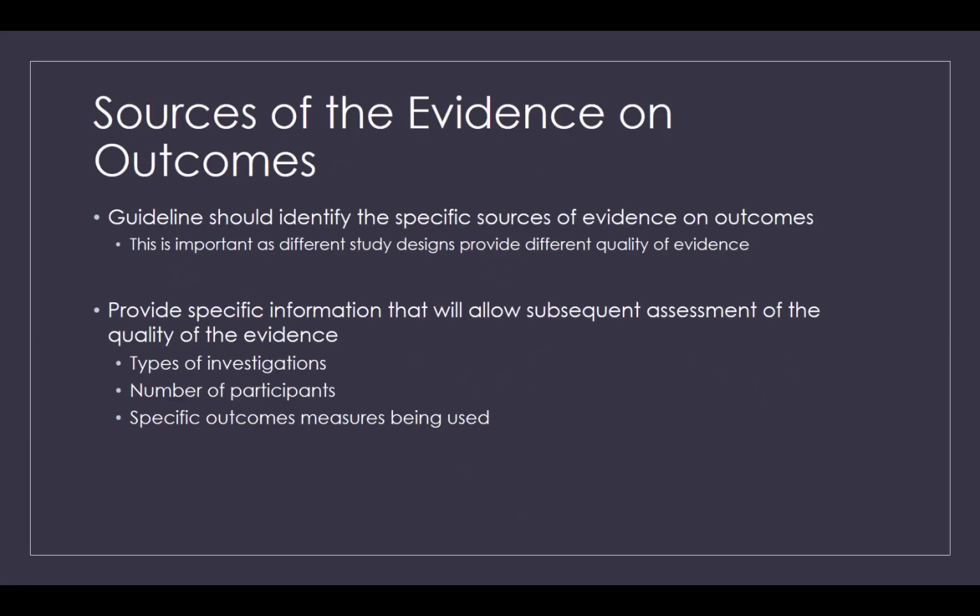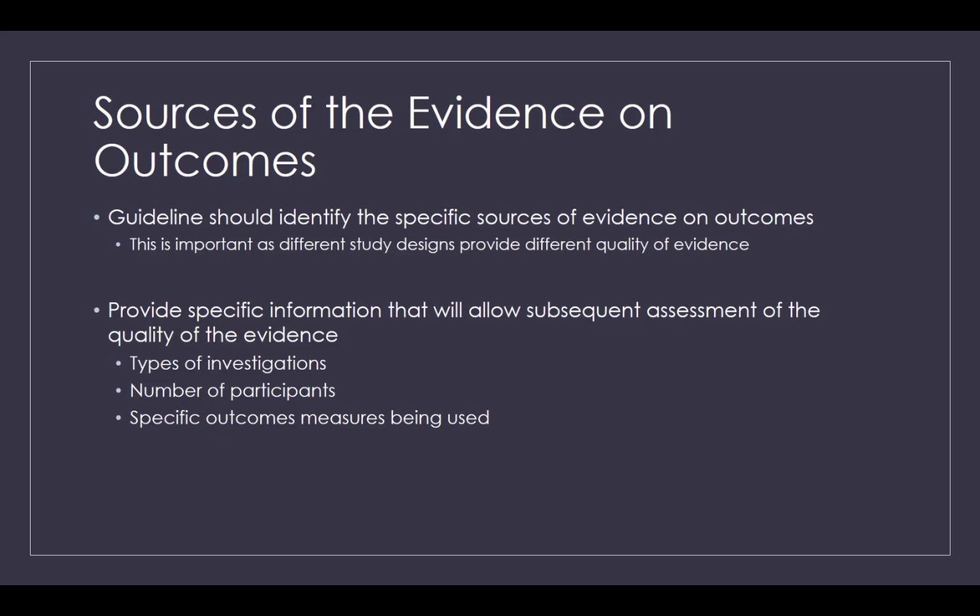Where are we finding the evidence that we're basing our recommendations on? Well, guidelines should identify specifically where their evidence is coming from when they're making these recommendations. This is important, as we know, because different study designs will provide different quality of evidence, and we need to know where they're getting their evidence from so that if we decide to dig into the literature ourselves, we can replicate their search.